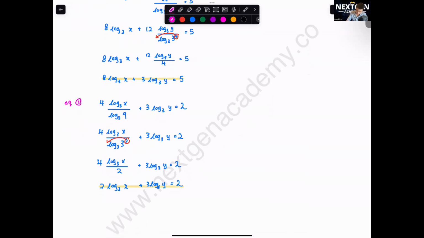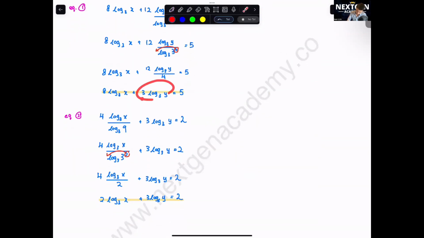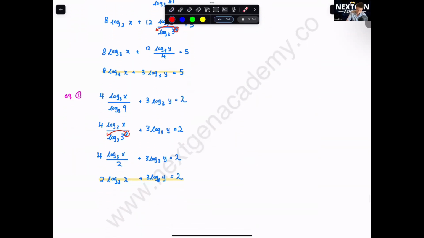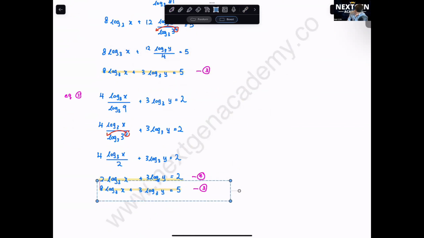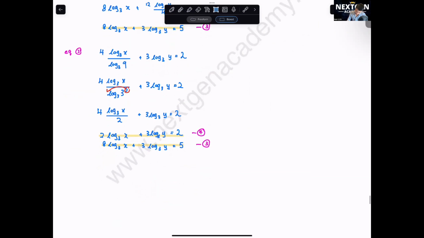Both are quite nice because we both got log 3y, so we can straight away do an elimination. Let's call this equation 3 and this one equation 4. I'll bring my equation 3 down here. To eliminate, I will minus both equations with each other. So I take equation 4 minus equation 3, or you take 3 minus 4, up to you. We get minus 6 log 3x equals negative 3. Log 3x equals 1 over 2.